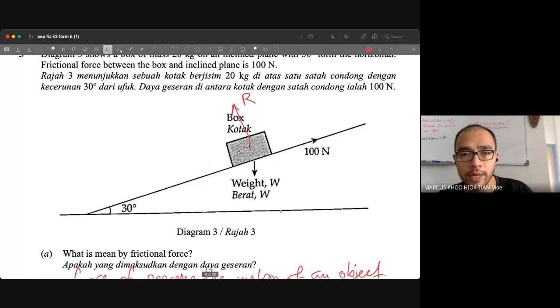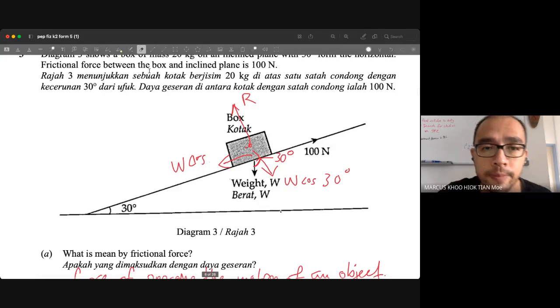Now, because of this weight over here, we can split it into two components, which is here and here. And the 30 degrees is over here. So because of this, this component is W cos 30. And this component is W, cos again? What is that? Sin, right? Sin.